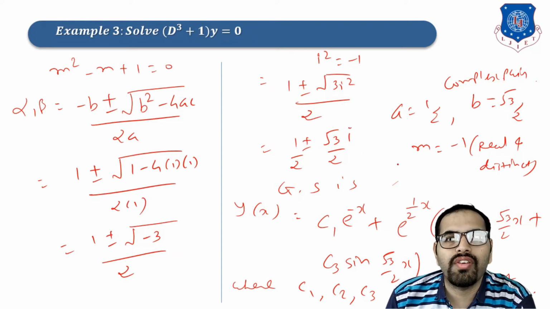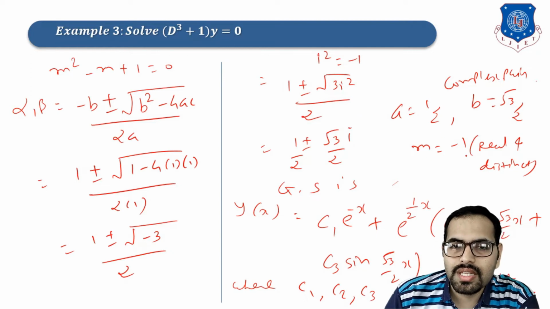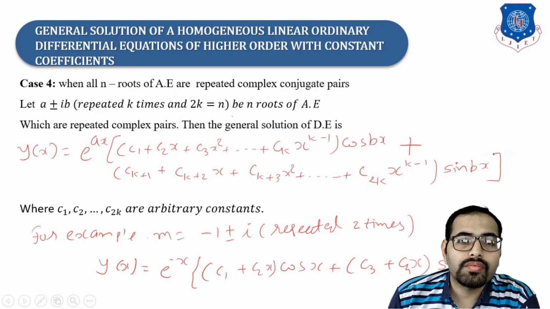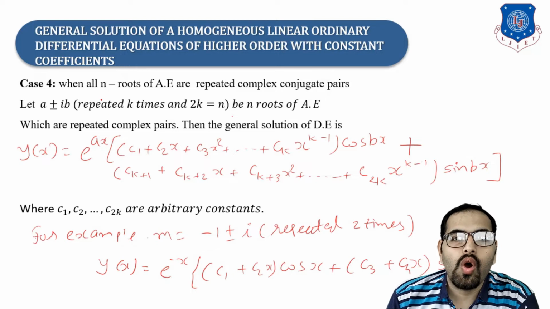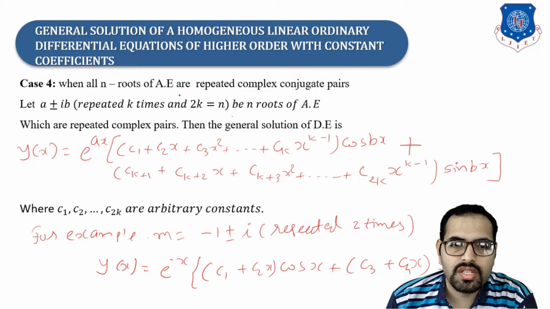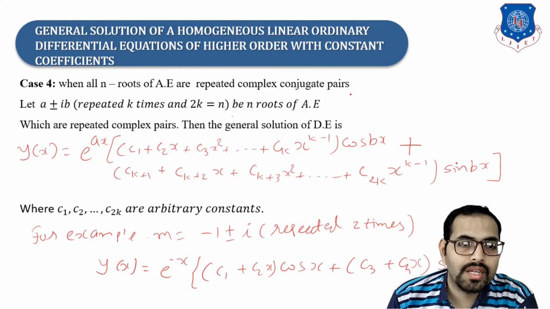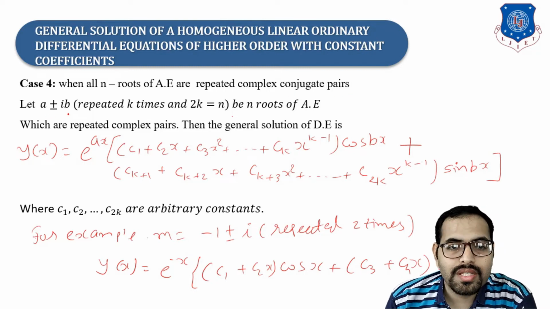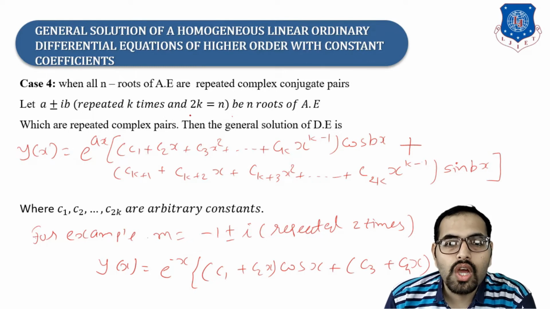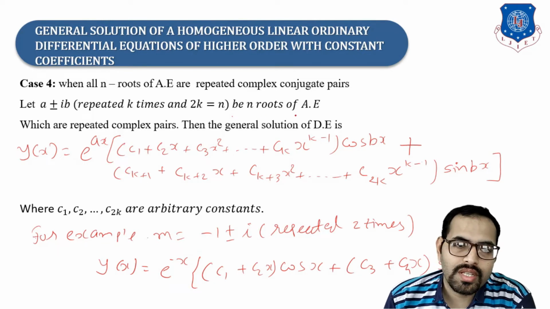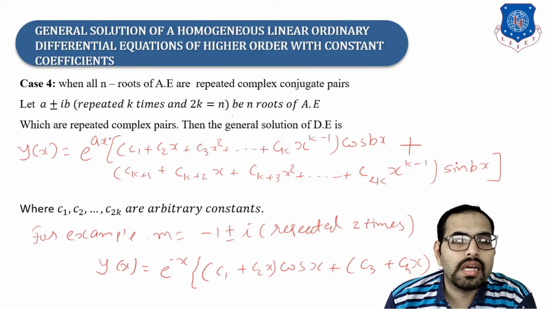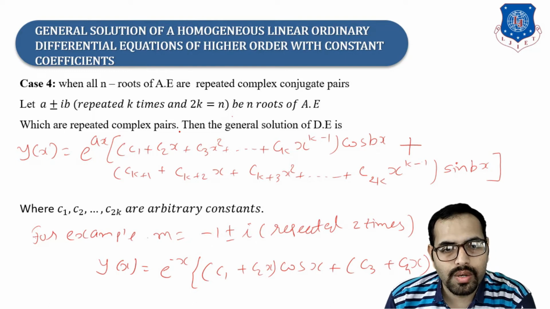That depends on the factors. Understood? Let's see the next case. Case 4: when all n roots of the auxiliary equation are repeated and complex conjugate pairs. See here a plus or minus ib, which is repeated k times, and 2k equal to n are the n roots of the auxiliary equation, which are repeated complex conjugate pairs.